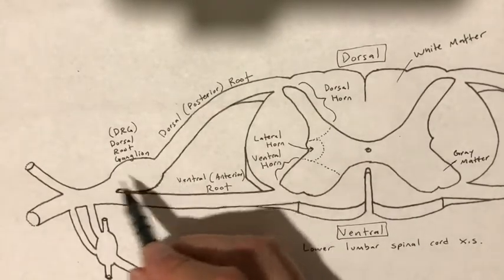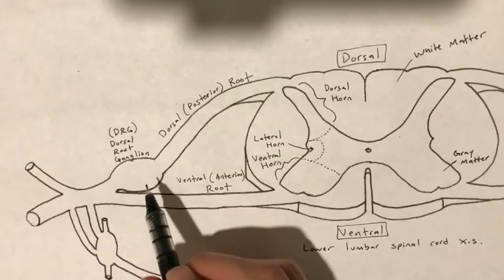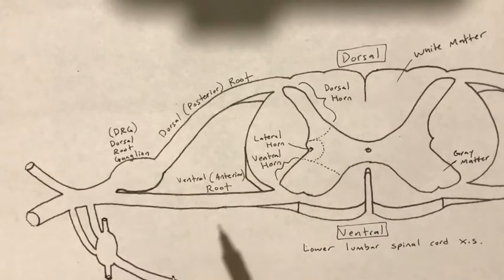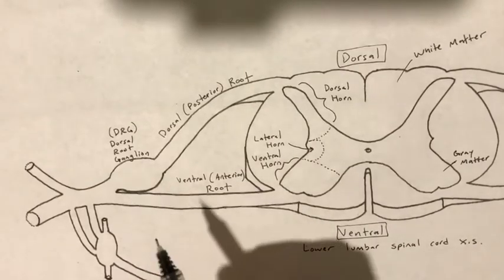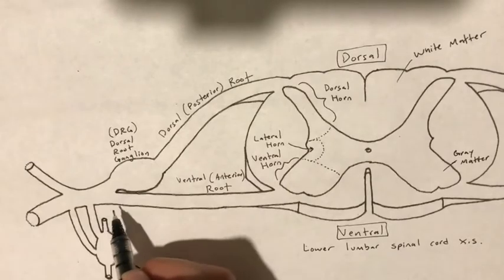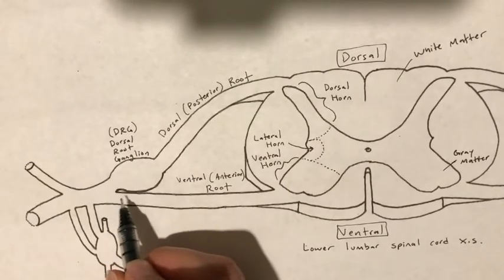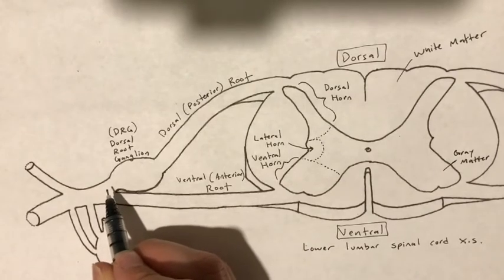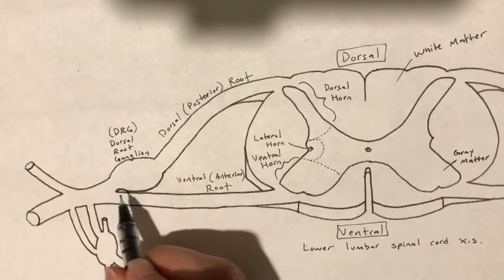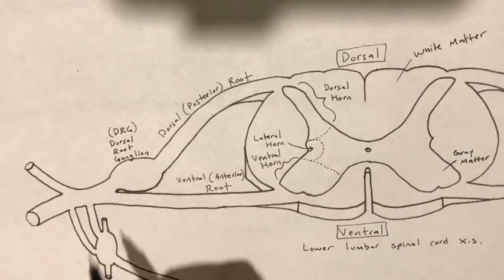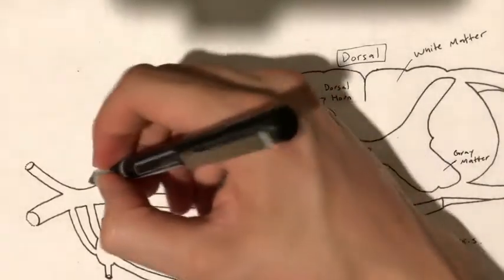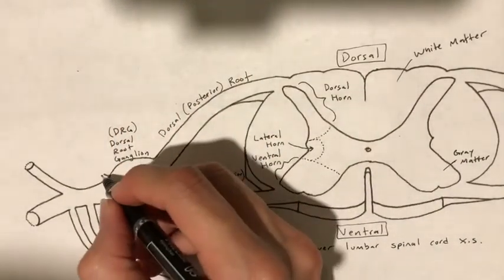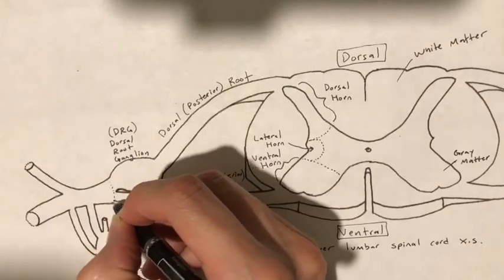What is a ganglion? It's an area where there are lots of cell bodies. So a concentration of cell bodies can be found in those areas. After this dorsal root ganglion, the ventral root merges with this structure here. As they merge together, that becomes a new structure. That is then officially the start of a spinal nerve. So right about there.